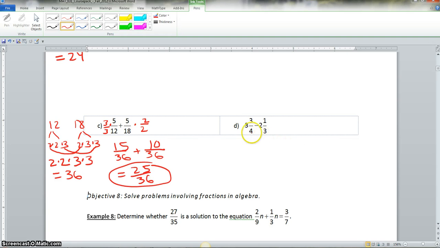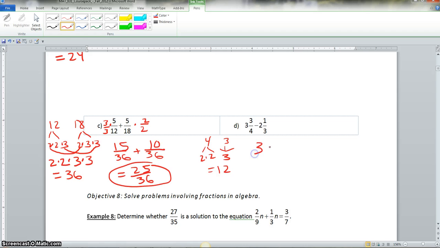Now we come here to D. We have here a mixed number. We have 3 3/4 minus 2 1/3. So this is what we could do. We could find a common denominator of 4 and 3. So we know 4's prime factorization is 2 and 2. And 3 is already prime. They have nothing that matches up. So your common denominator would be 12.